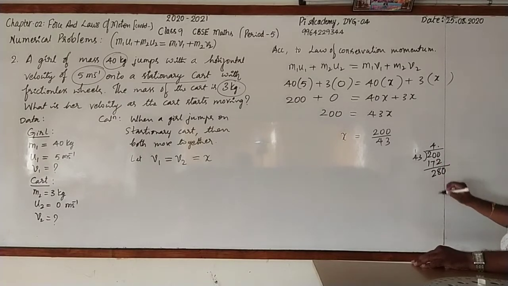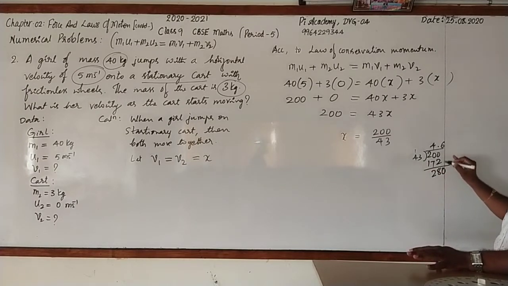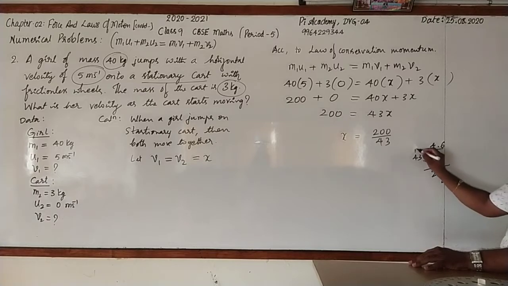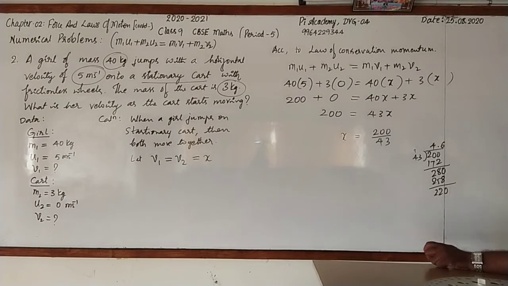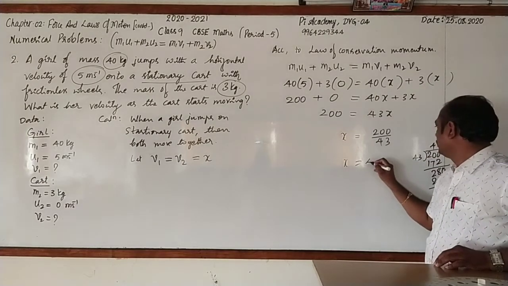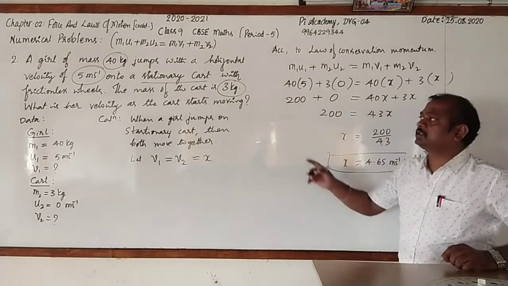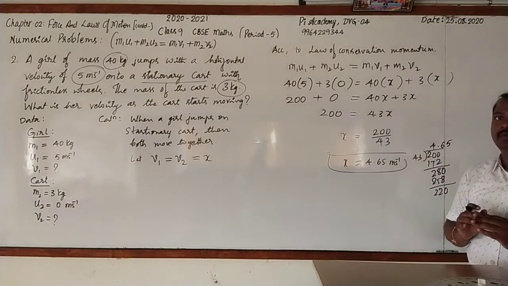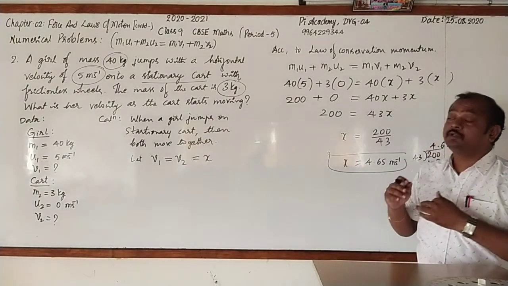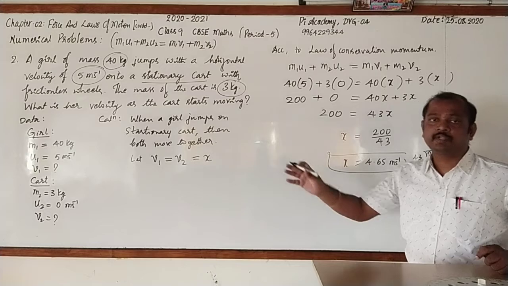You may put decimal, take 0, 280, 43. Whether it comes by 7? No. 6 3s are 18, carry 1. 6 4s are 24, 25. 10 minus 8, 2. 7 minus 5, 2. Again take one more 0. 220. This will be 5. It is X equal to 4.65 meter per second. So this is the velocity with which cart starts moving, or the velocity with which girl starts moving after jumping.